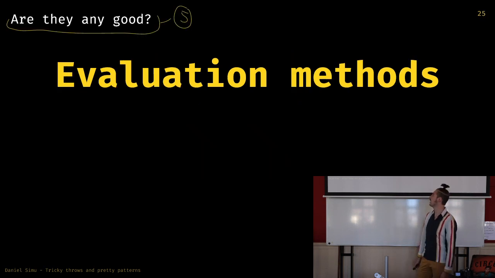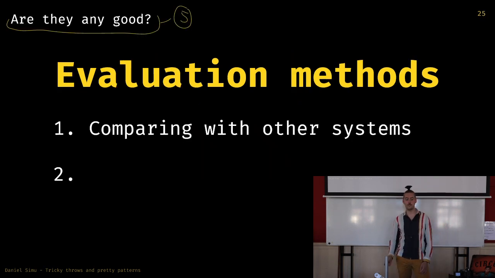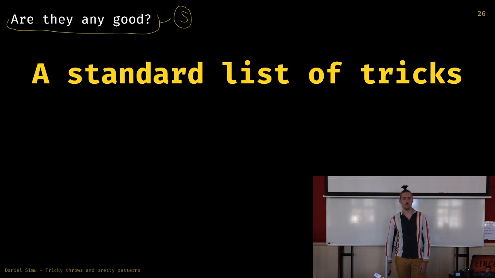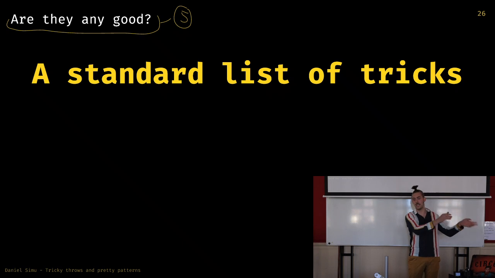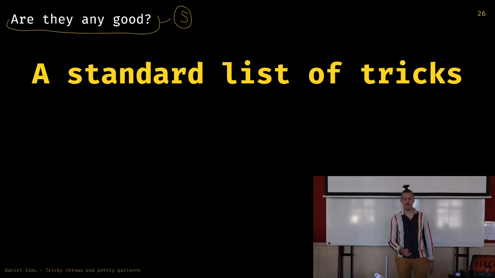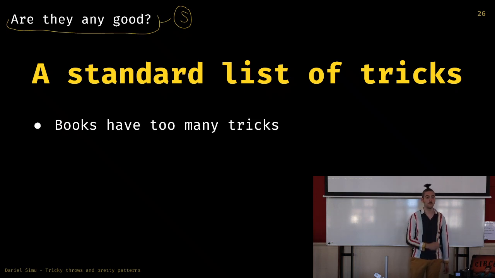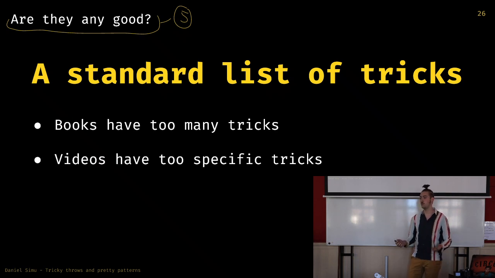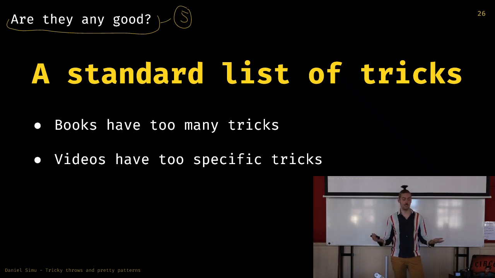And to try and evaluate this, I had two different methods in mind. The first being that I wanted to compare these systems with existing notation systems. And the way I tried to do that was by using a standard list of tricks. I wanted to notate a bunch of tricks in both other systems and in my systems. But my first problem was that I couldn't find such a list of standard juggling tricks. I tried to look in books, but books tend to have hundreds of tricks, and that would be way too many for me to notate and compare. And I tried to look in videos, but videos often were about a very specific subcategory of tricks, whereas I want to have a more generic set of tricks.